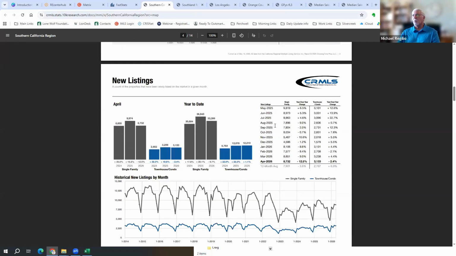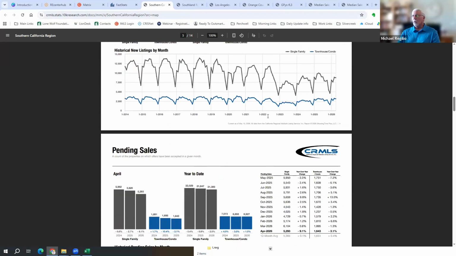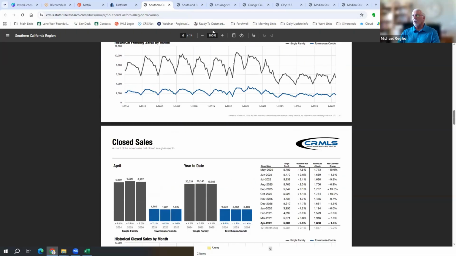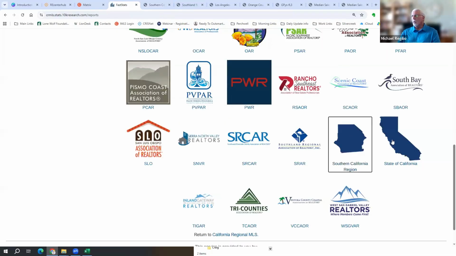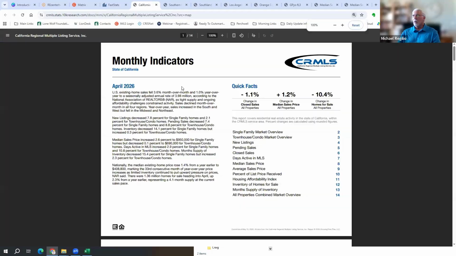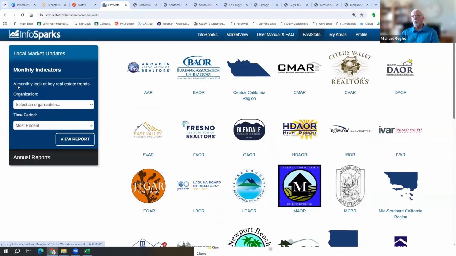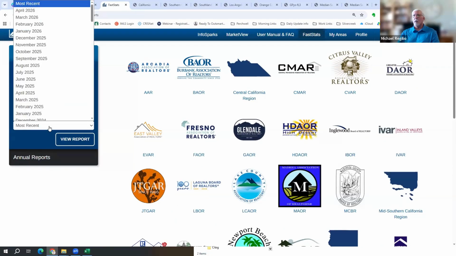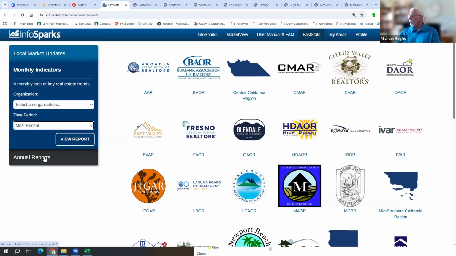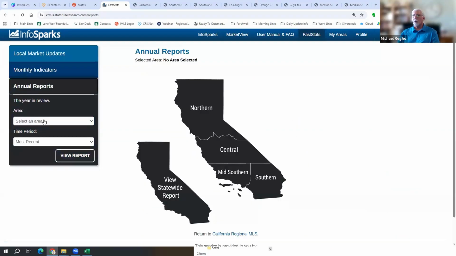I'm not sure how this is breaking out here. This says Southern California. Or the state of California. And it gives you a narrative here that you can use almost like a script or as a blog post directly to say, here's what's happening in California in April. It's weird that they don't have June out yet.